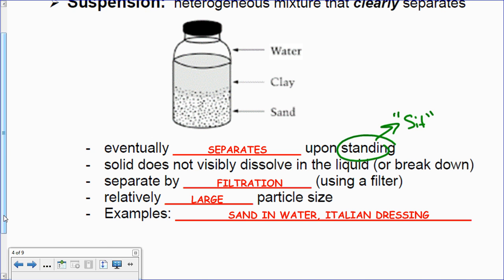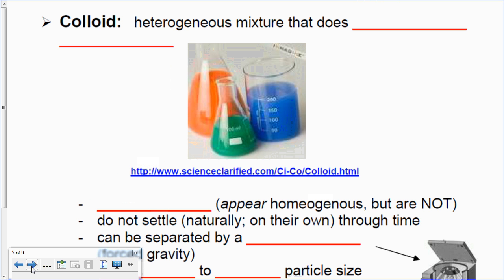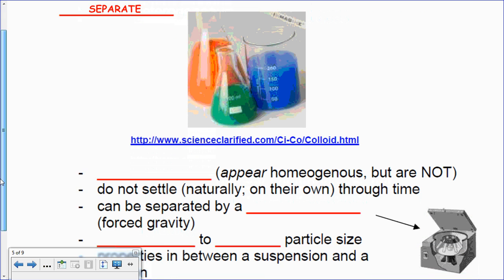So we are going to move on to the bottom of page 3. A colloid, this is a new word, is a heterogeneous mixture that does not clearly separate. So this is like a suspension, but it won't separate. It's cloudy. Gelatin is a colloid. Jello doesn't separate by itself. It is what it is.